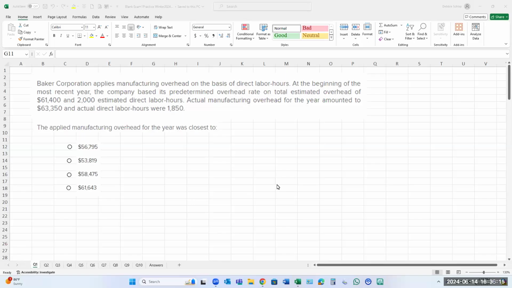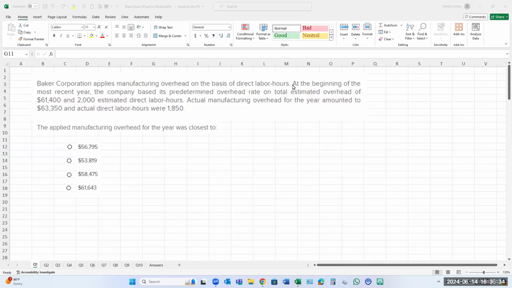I'm going to do a walkthrough for exam 1 practice. This will give you an idea of what to expect on the first exam in this course. So Baker Corporation applies manufacturing overhead on the basis of direct labor hours.